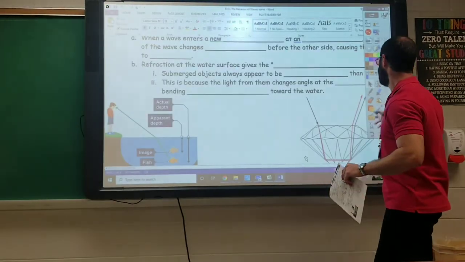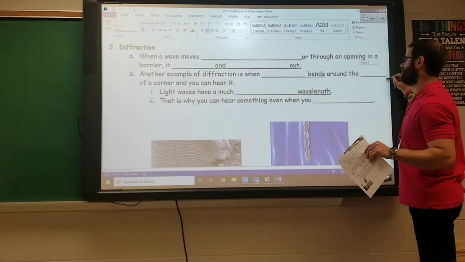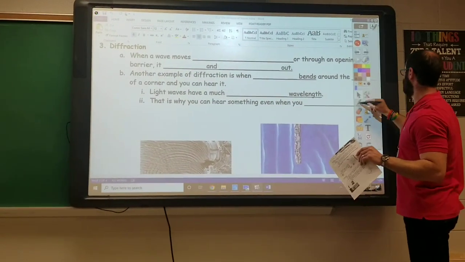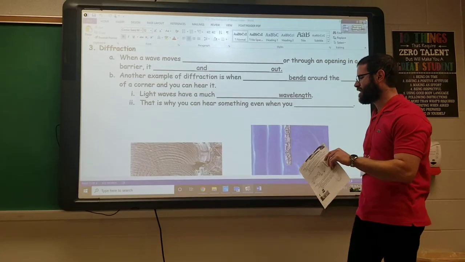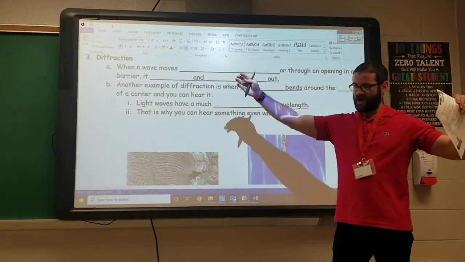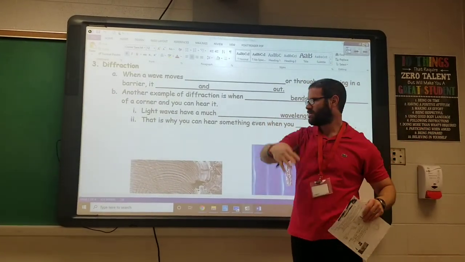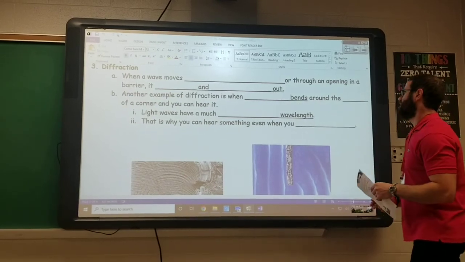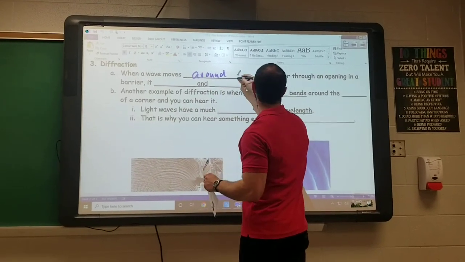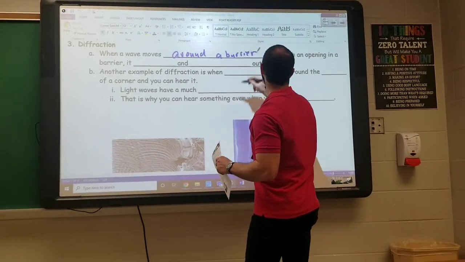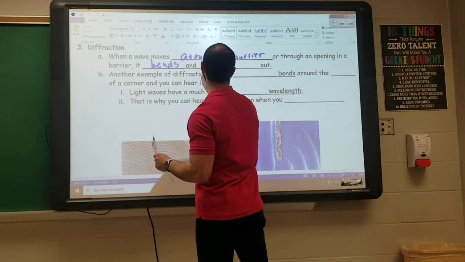So let's go back, and one last concept we're going to look at in this section is called diffraction, right? So we had reflection, right? Waves bouncing off of surfaces. We had refraction, which was when waves bend due to a change in speed going from one medium to another. And then we have diffraction. This is when a wave moves around a barrier or through an opening in a barrier. It bends and spreads out.